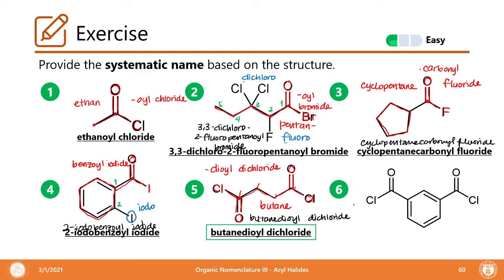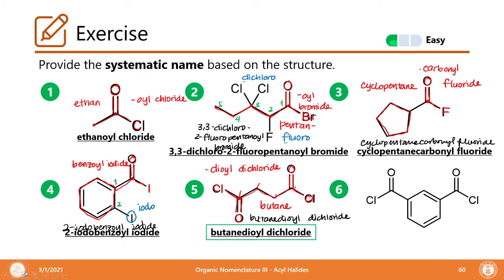I enclosed it in a green box to emphasize that for 2 acyl halides, you also have to add a di prefix before the name of the halide. So chloride, dichloride.